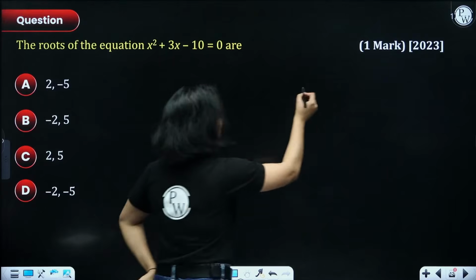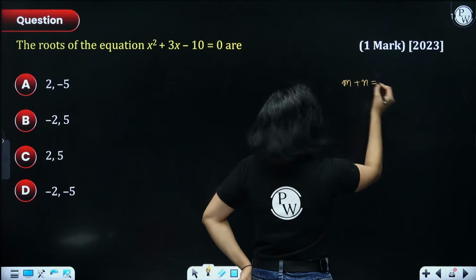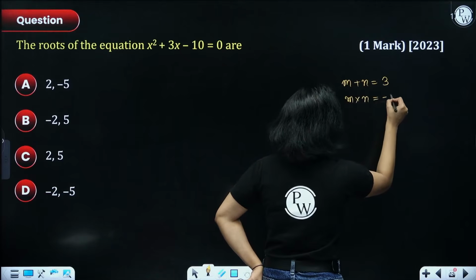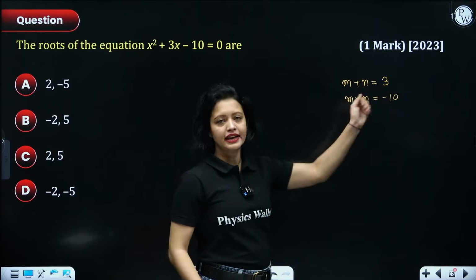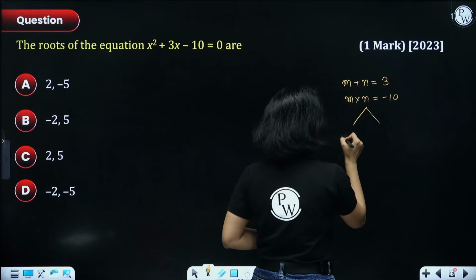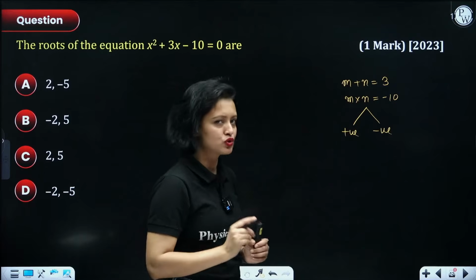What you will do, first of all, you will be finding m and n such that m plus n should be equal to 3. M into n should be equal to -10. Now, first of all, guys, use your brain. Think about it. M into n is -10. Now, this tells us that either m and n both are positive or both are negative. Right? Both should be positive, both should be negative.